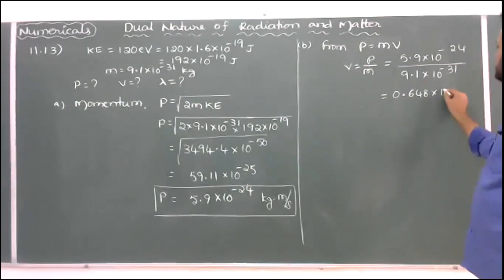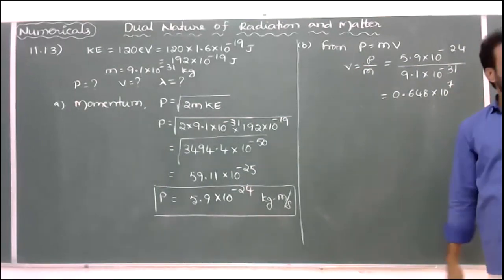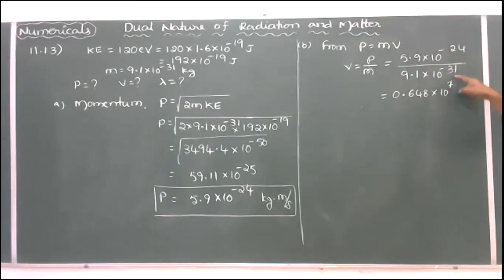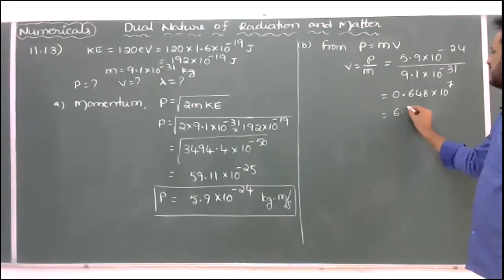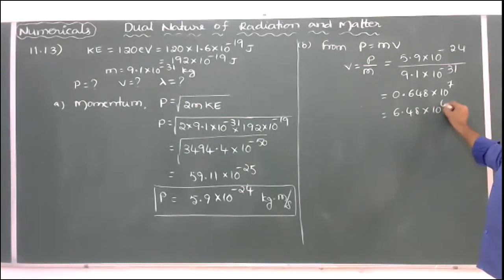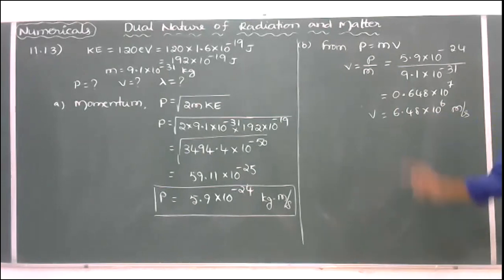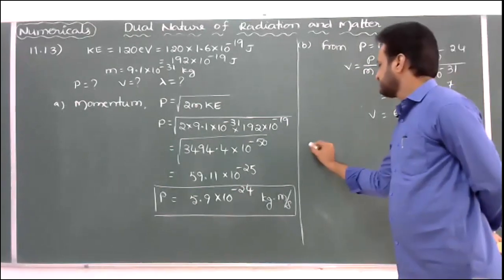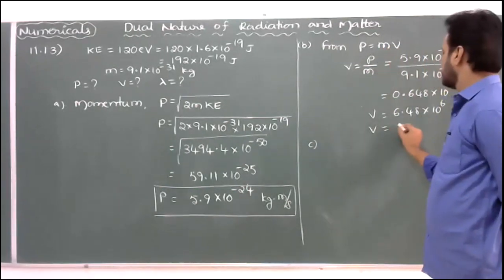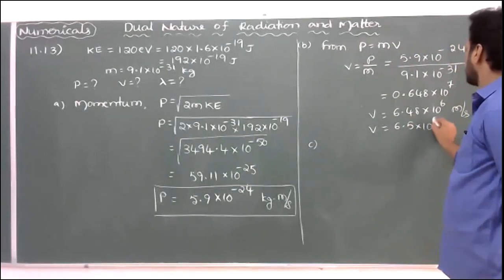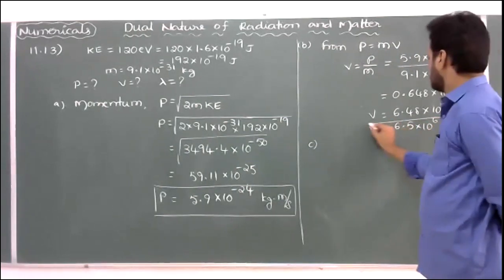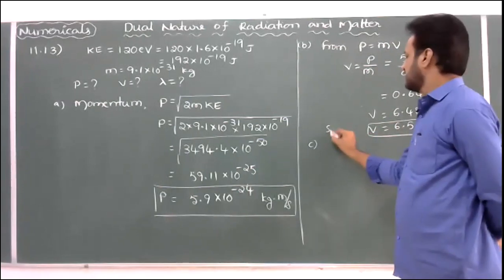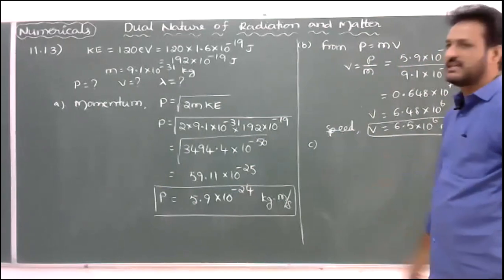That gives 0.648 into 10 to the power of 7. Minus 31 we take to the numerator as plus 31; 31 minus 24 equals 7, or adjust one digit: 6.48 into 10 to the power of 6 meter per second. If you want to round up the value, we should write 6.5 into 10 power 6 meter per second. V is equal to 6.5 into 10 to the power of 6 meter per second on rounding. It is the magnitude of the velocity, which is also called the speed of the electron.